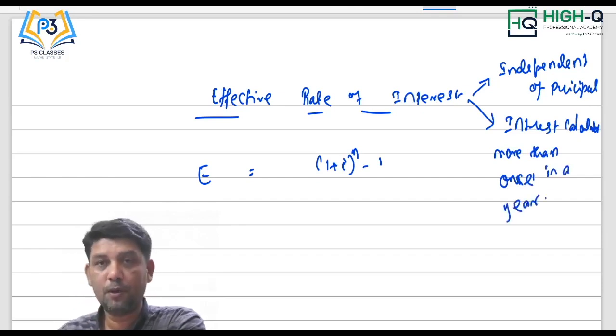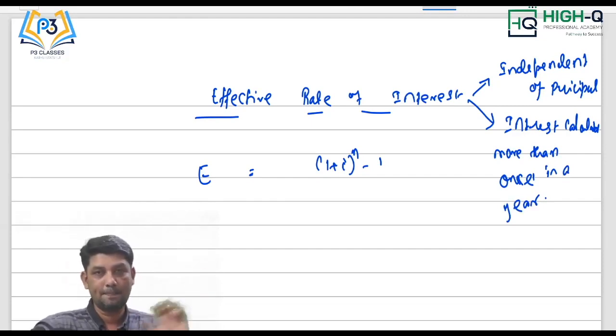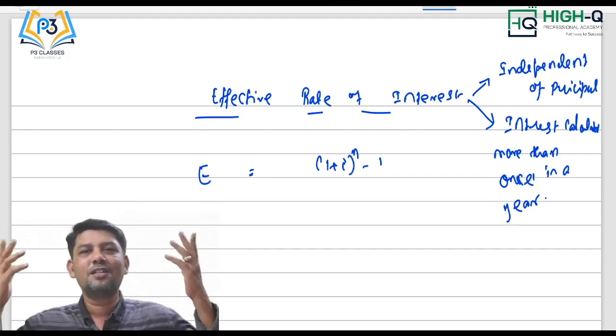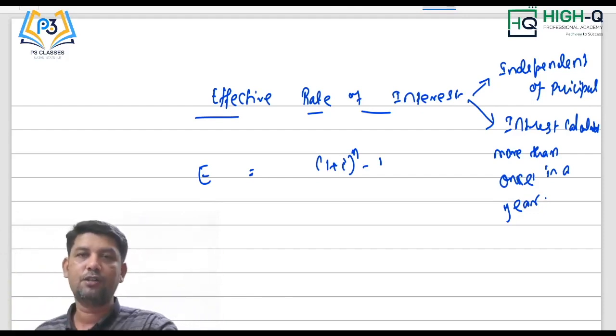Of course, you know about this. More than once in a year means what? You know it. Half yearly, quarterly, monthly. This is more than once in a year. When you calculate interest more than once in a year, then only effective rate of interest is applicable. Otherwise, it is not applicable on an annual basis, because effective rate of interest is not needed when interest is calculated annually. First of all, remember this.